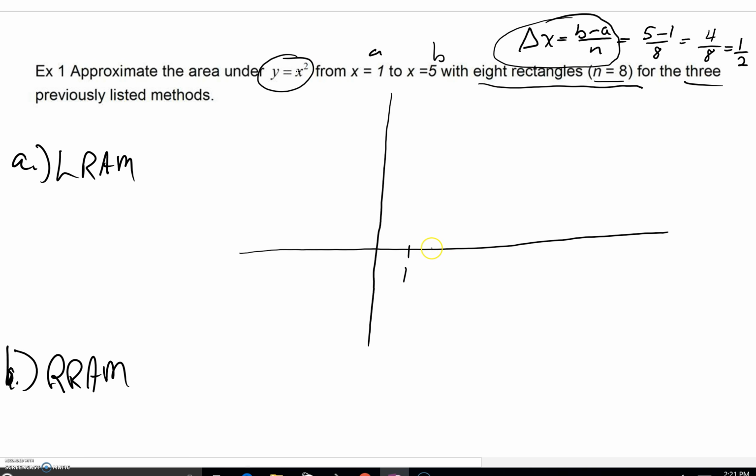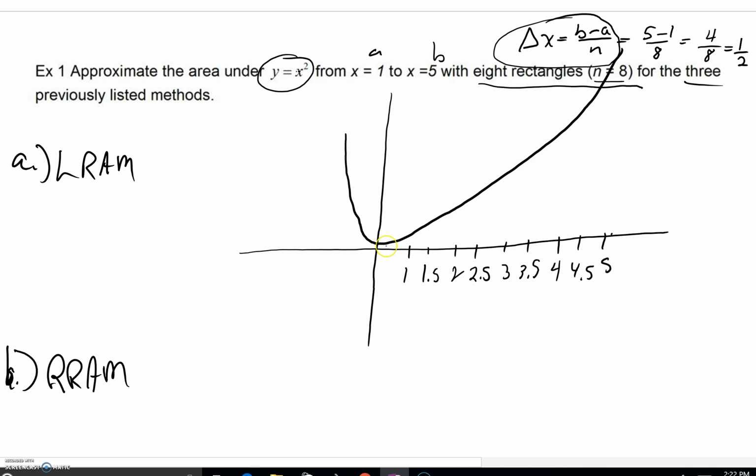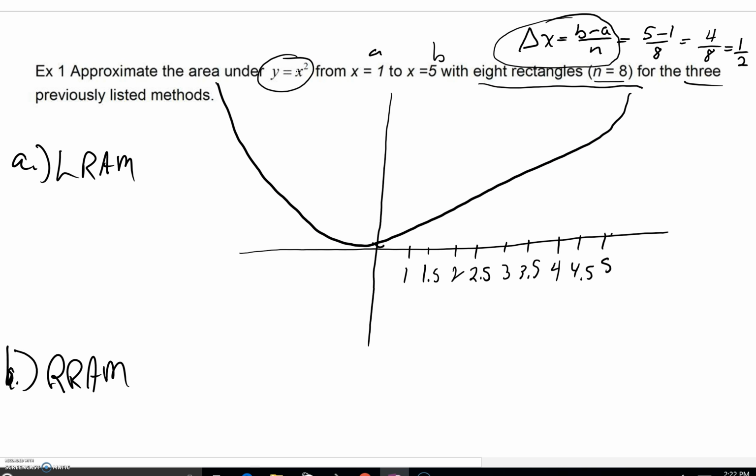4 over 8 is just a half. Now, I guess just for starters, I am going to real quickly draw out a nice little picture here. So we'd have 1, and here's 1.5, here's 2, here's 2.5, here's 3, here's 3.5, and we've got 4, 4.5, and we have 5. And you could see the 8 rectangles taking shape. So let's just say that we've got this parabola, and it looks something like that. Forgive the sloppiness. You know what y equals x squared looks like.